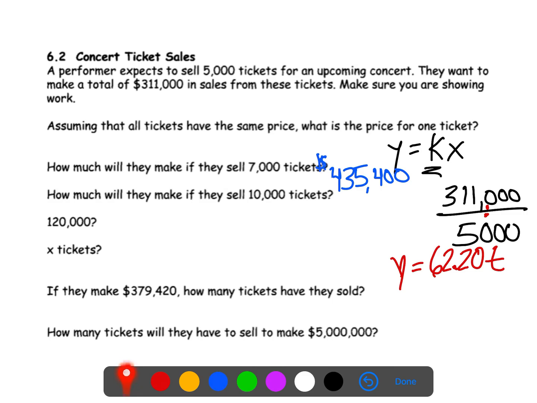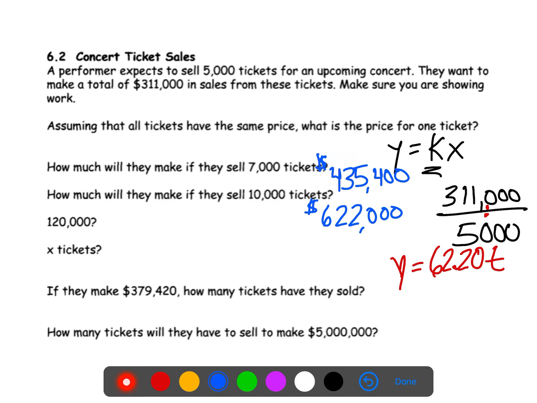Then I'm going to do the same for 10,000. Now again, this can all be organized in a table, and there is nothing wrong with doing it that way. But using my equation, if I put in 10,000 tickets into that quantity, 10,000 times $62.20 is just going to move some place values, multiplying by 10,000, and that would add up to $622,000.